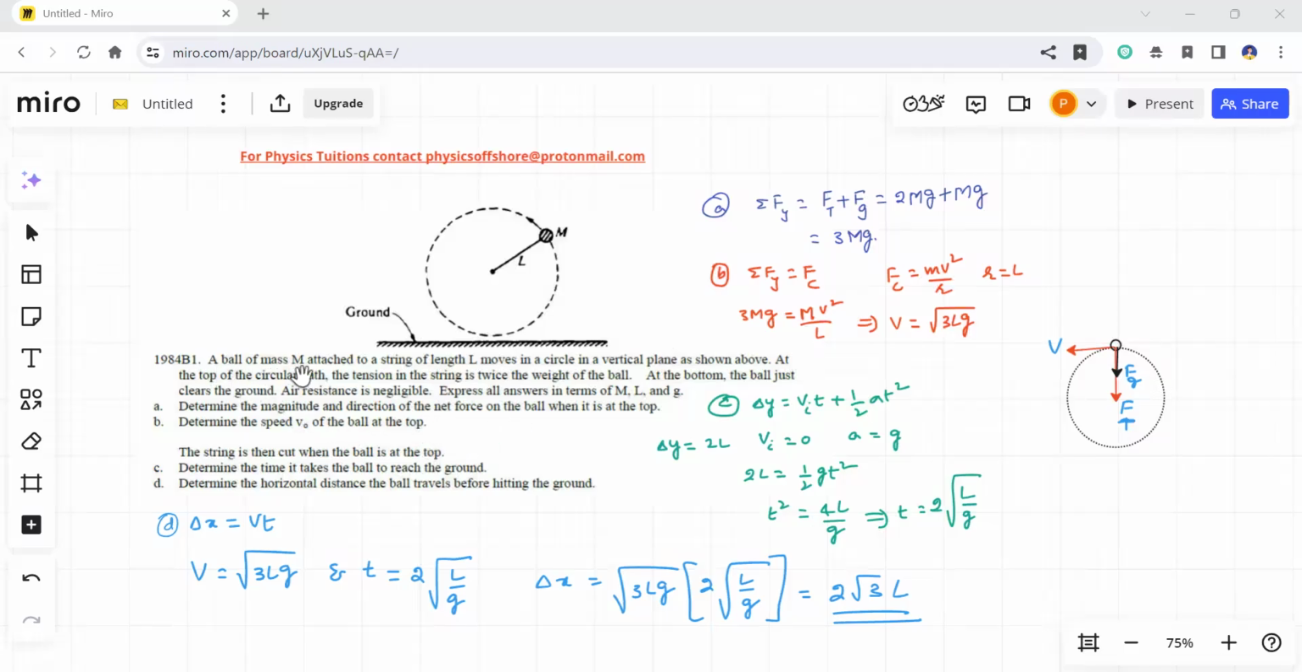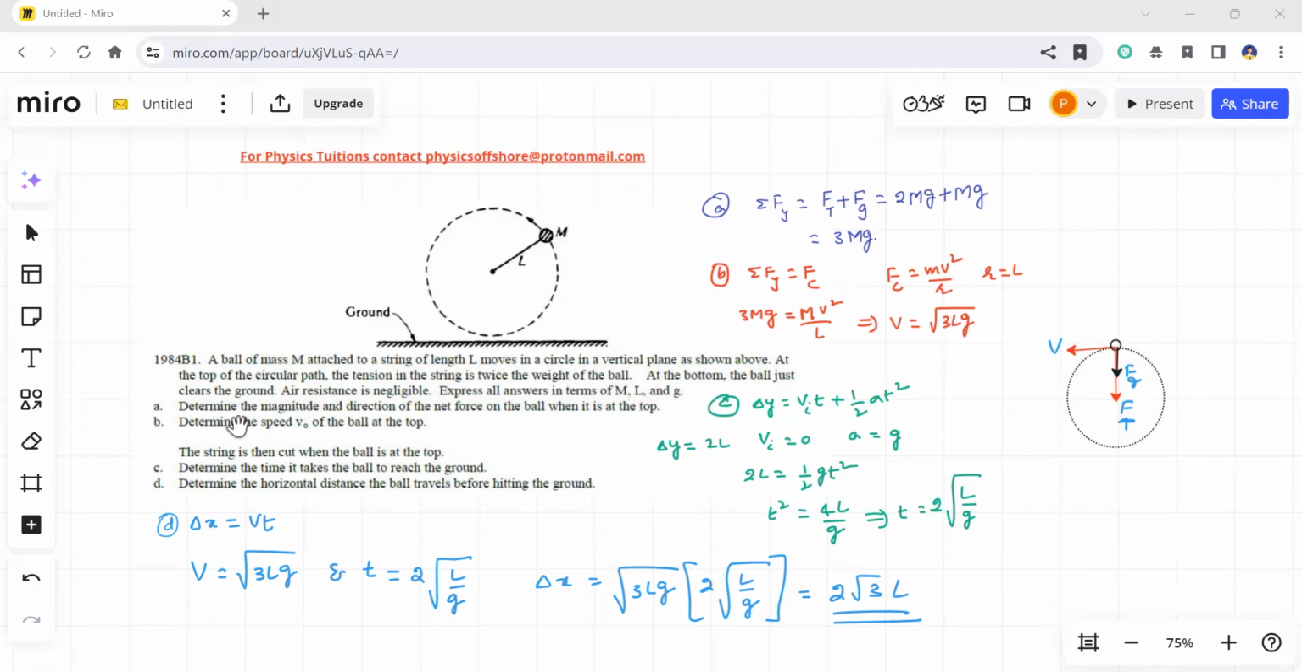A ball of mass m attached to a string of length L moves in a circle in a vertical plane as shown above. At the top of the circular path, the tension in the string is twice the weight of the ball. At the bottom, the ball just clears the ground. Air resistance is negligible. Express all answers in terms of m, L, and g.